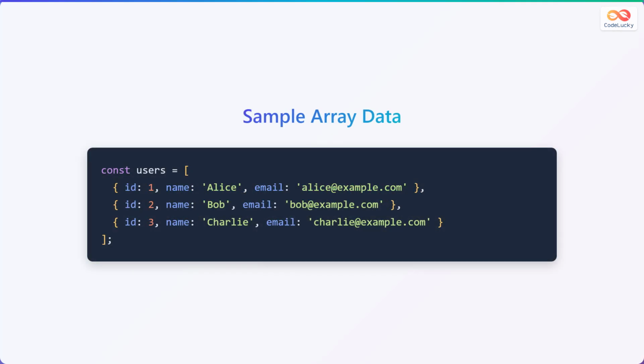Before rendering a list, let's see some sample array data. Here we have a constant variable named users. This array contains 3 objects, each representing a user. Each user object has 3 properties: ID, name, and email. The ID is a number, while the name and email are strings. This type of structured data is very common when working with lists in React.